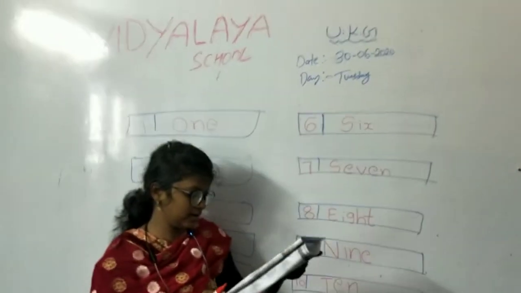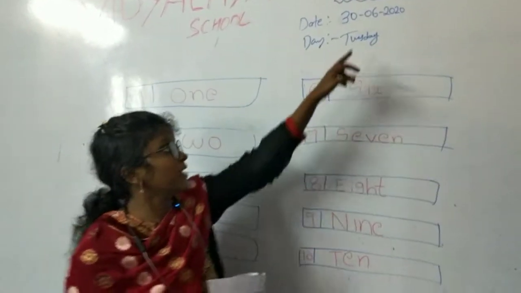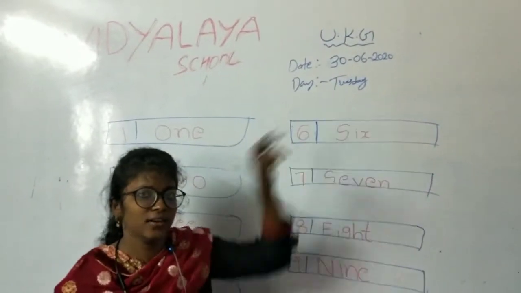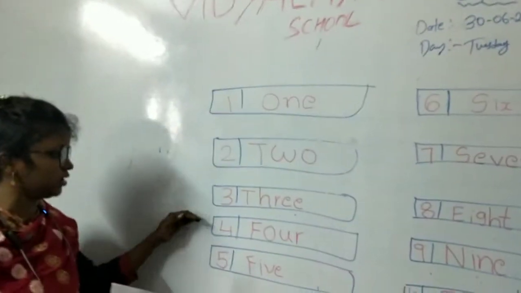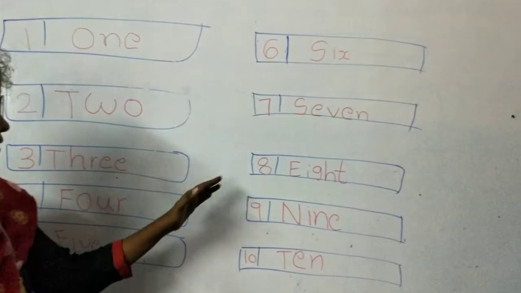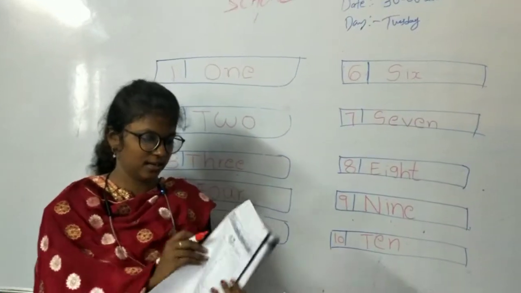TEN, 10. So write neatly, and simultaneously you have to write in your notebook. Mention the date and the day. Twice, 2 pages you have to write. 1, 2, 3, 4, 5, 6, 7, 8, 9, 10. 2 pages you have to write. I will check later. Okay.